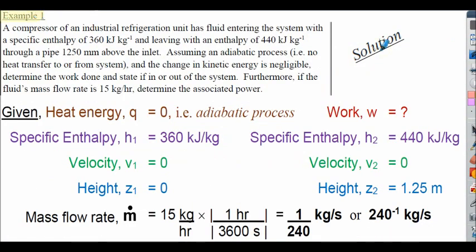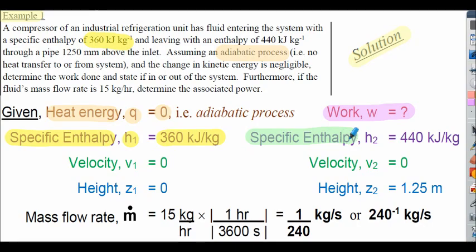So example 1, here's the commencement of the solution. As always, the first thing we do is to extract the information from the question. We're informed it's an adiabatic process, so that means the heat energy, simple lowercase q here, is 0. There's no heat in or out of the system. We have to calculate the work done per kilogram, specific work done. We're given in the question the specific input enthalpy, that's H1, 360 kilojoules per kilogram. Notice it's kilojoules here. And we're given the specific output enthalpy, H2, is 440 kilojoules per kilogram.